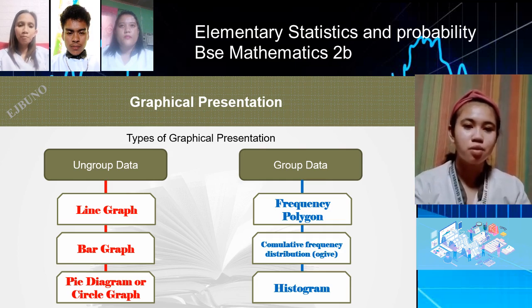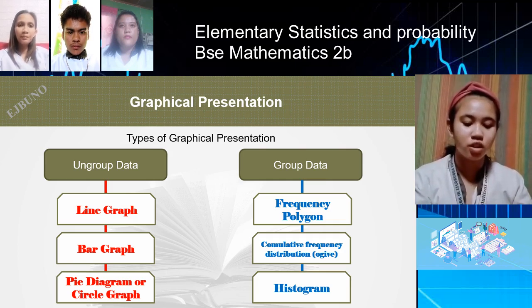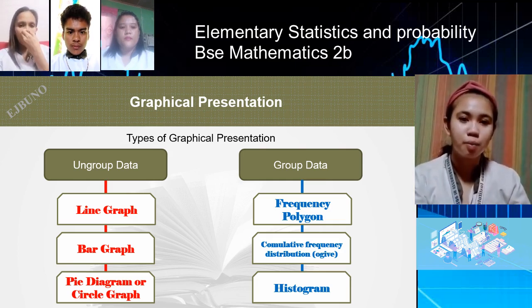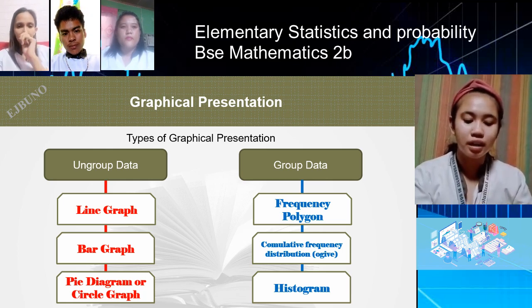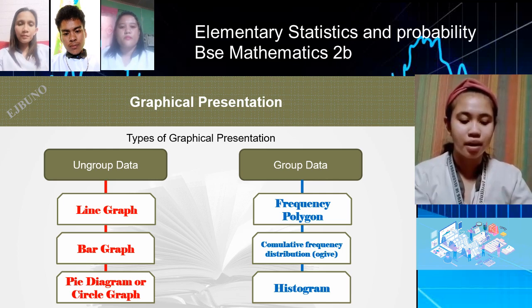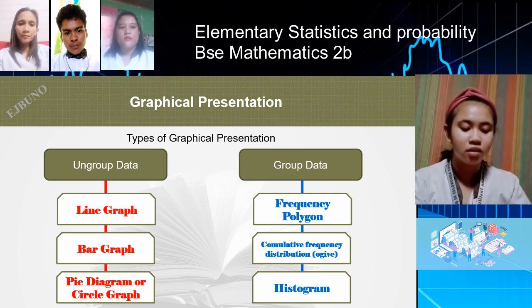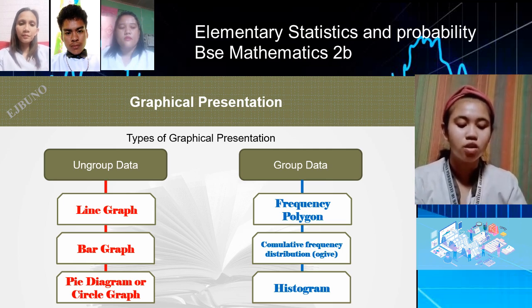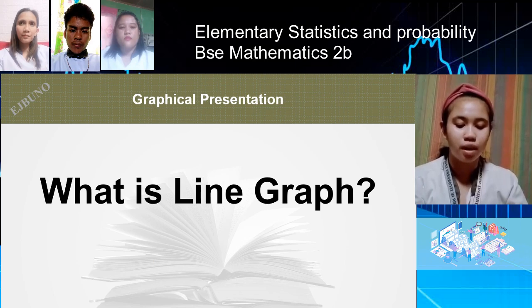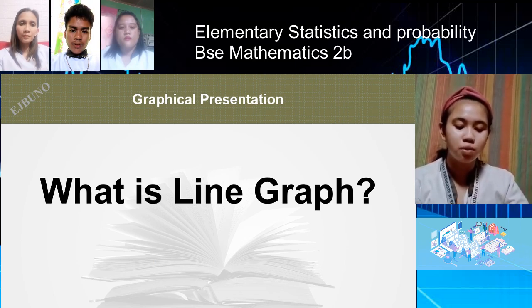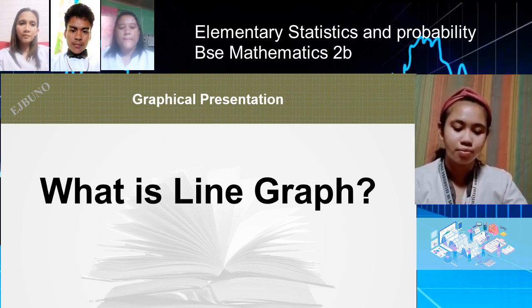We have types of graphical presentation. As you can see, there are ungrouped and grouped data, wherein the ungrouped data is composed of line graph, bar graph, and pie graph, or circle graph. While in grouped data, there are the frequency polygon, cumulative frequency distribution, or ogive, and the histogram. Let's talk about the first, ungrouped data. Line graph.